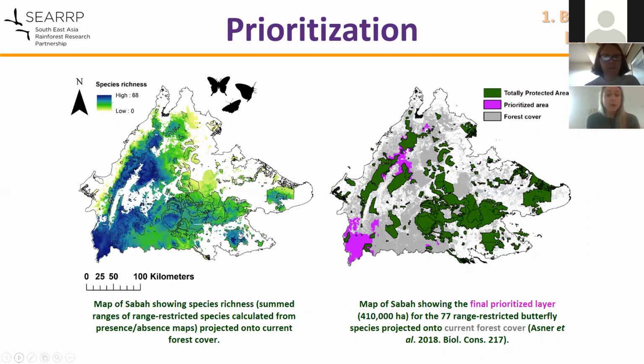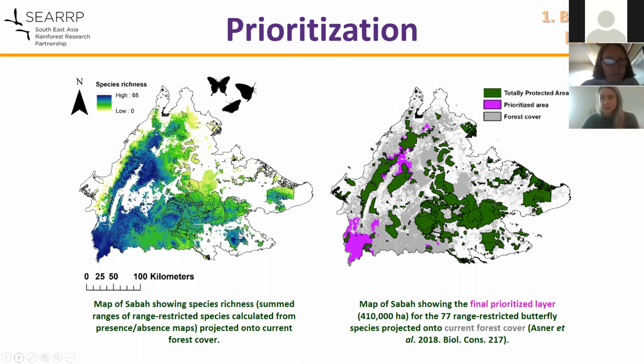And so the blue areas show high species richness. And I think it's important to mention here that these are also the areas at high elevation. And many areas of high species richness were also found within the existing totally protected area network. So you can just about see that as outlined in black on the first figure.